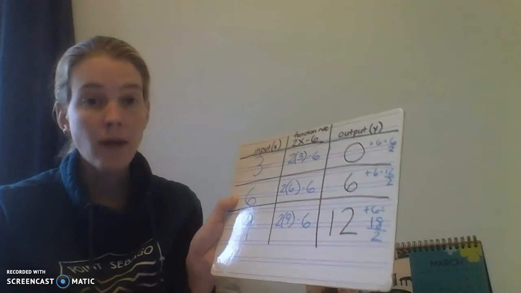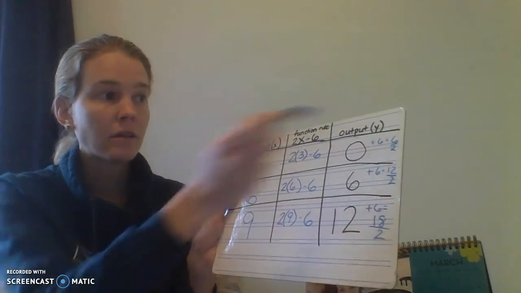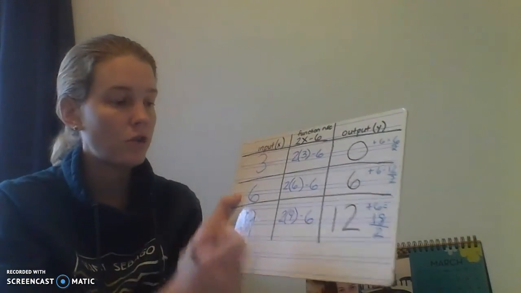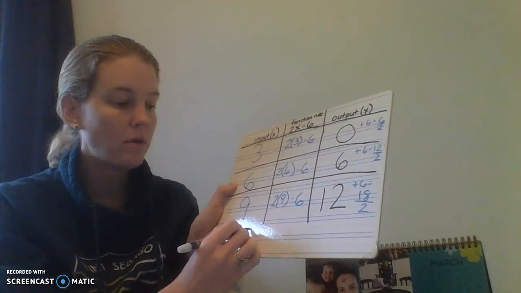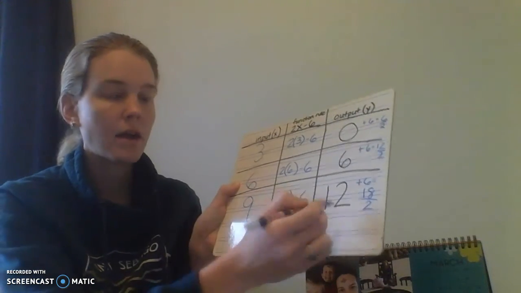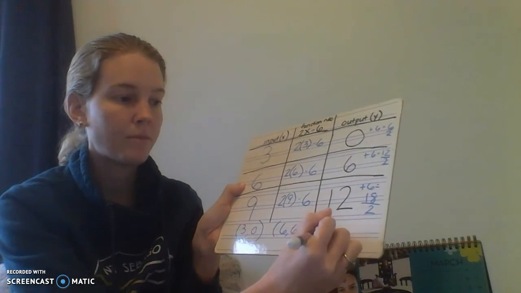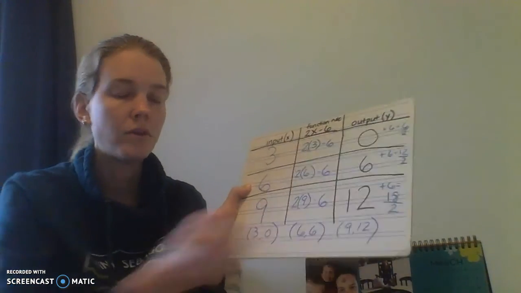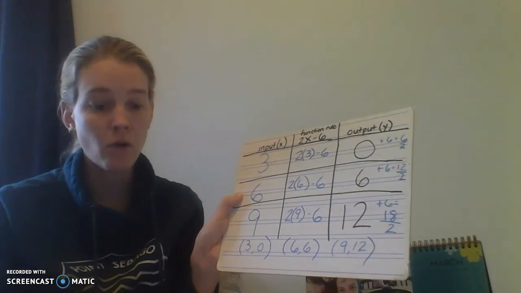And again, if you were to graph these, you need to take the x, comma, y value. So you would do 3, comma, 0 as your first point. 6, comma, 6 would be your second point. And 9, comma, 12 would be your third point. And then you're able to graph those if it was a graphing question.